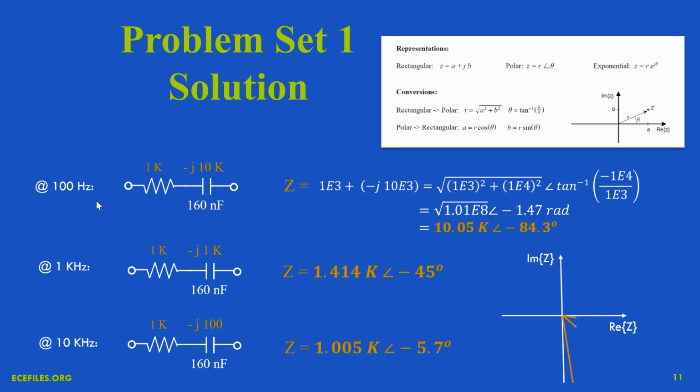So for the first one, at 100 hertz, a 1K resistor in series with a 160 nanofarad capacitor has an impedance of 1 times 10 to the third, this is calculator notation, 1 times 10 to the third plus negative j 10 times 10 to the third. And if I want to find the magnitude, I take the square root of the sum of the squares, so I have 1e3 squared plus 1e4 squared, the square root of that. And then to get the angle, I take the arctangent of negative 1e4 over 1e3. Crunch, crunch, crunch. The calculator tells me it is 1.01 times 10 to the 8th. But I have to square root that, and I get 10.05K.